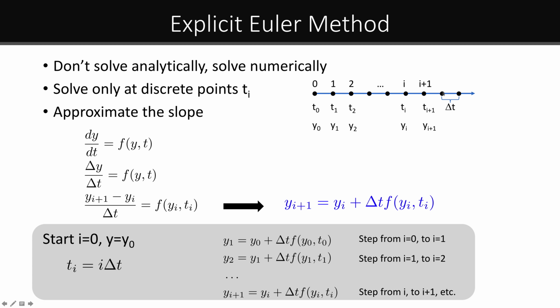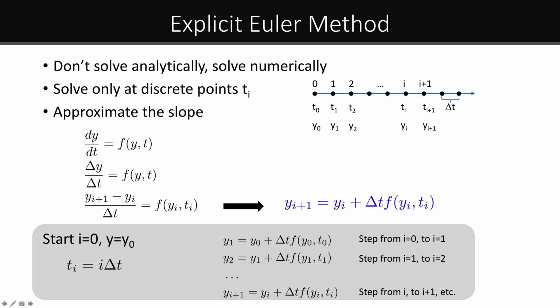This grid will be specified by a step size delta t, and then these points are labeled point 0, point 1, point 2, some generic point i, and some point i plus 1. So we know the time grid because we specify it. We know the initial condition, y0, and our goal is to find the values of y at all the other points. We do that as follows.